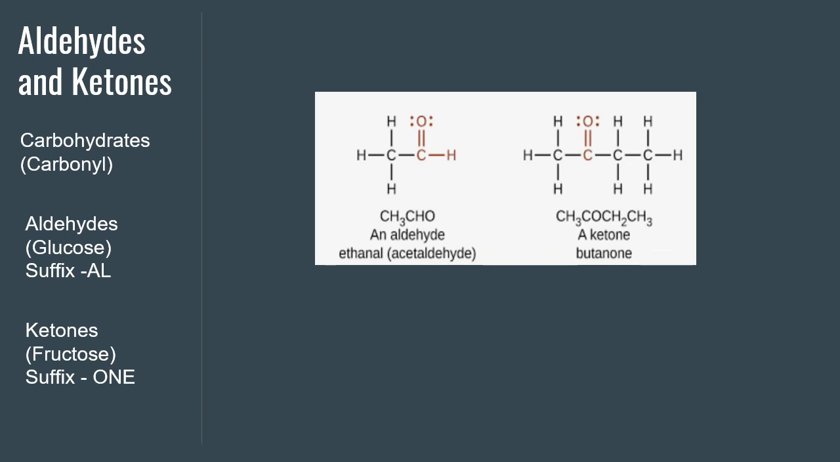Aldehydes and ketones are very similar molecules in that they both have a double bonded oxygen attached to a carbon. What separates them is where the oxygen is in the molecule, and that will determine whether it's an aldehyde or a ketone. You can see 2 examples. The first molecule is an aldehyde as the functional group is attached to the end carbon. This is called ethanal. The second example is a ketone as the functional group is attached to the second carbon.